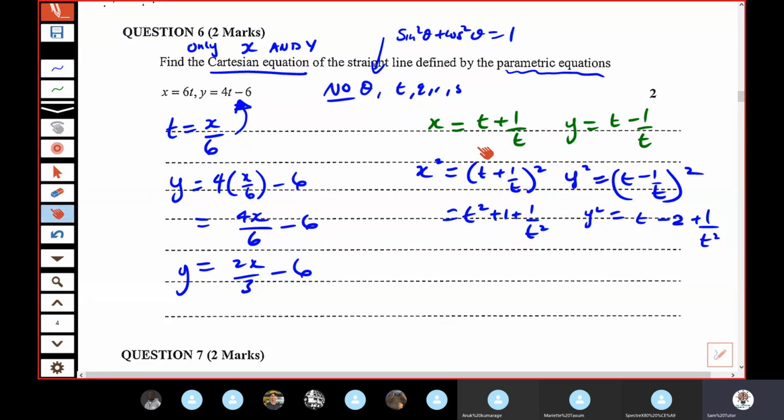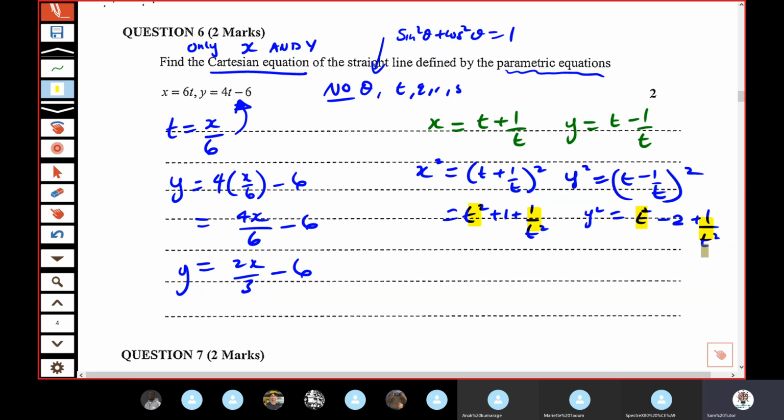The fact that one was a plus, one was a minus was annoying, but when you square it, what happens? Plus 1 on t squared, plus 1, oh, that should be t squared. You guys can see it. Now, that and that is the same as that and that. Now you can do a simple substitution.